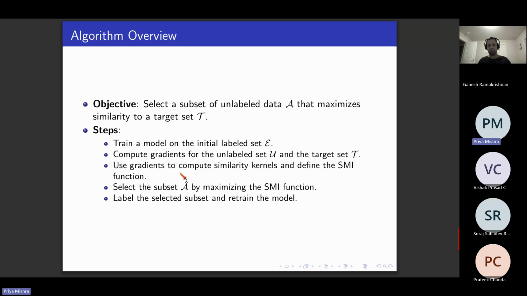So what is a similarity kernel? A similarity kernel is basically the matrix which tries to capture the similarity between two sets. So this similarity kernel uses SMI to get the similarity between two indexes, and we will maximize this similarity kernel which uses SMI, and then this returns our subset A cap which we wanted, and we will retrain our model on A cap, which is the subset which is closest to the target set.